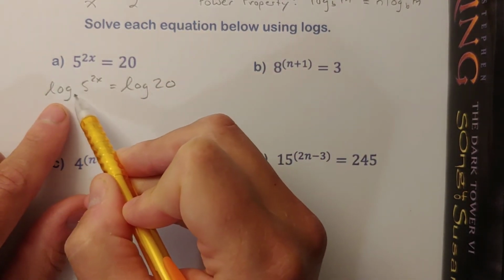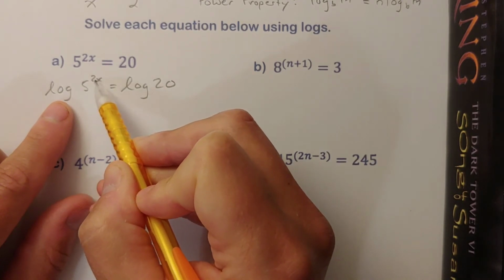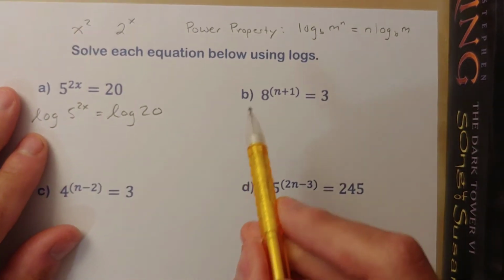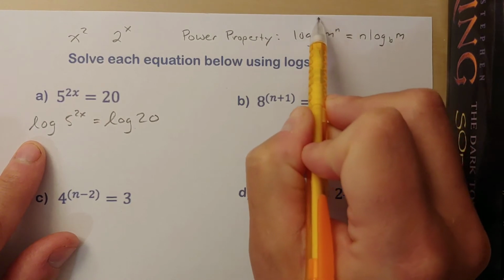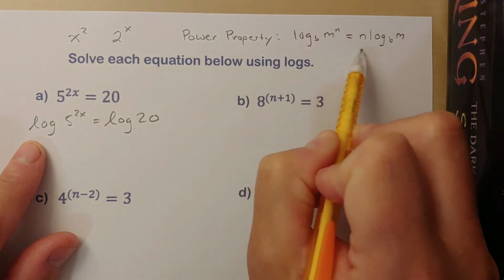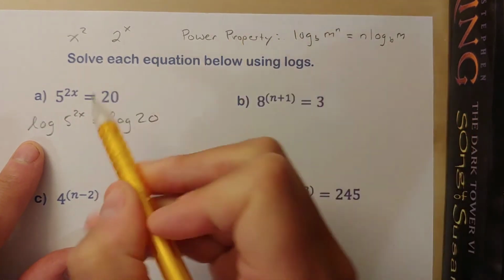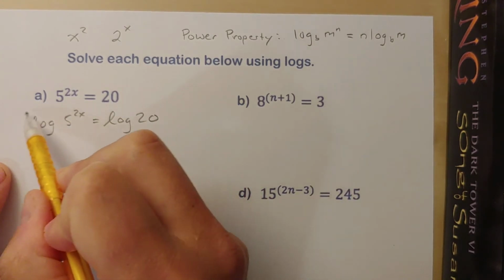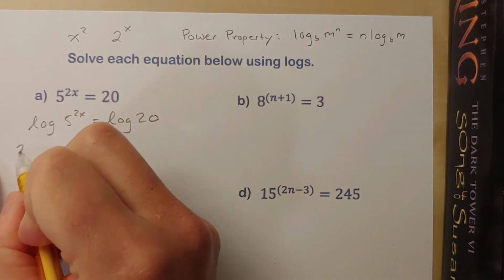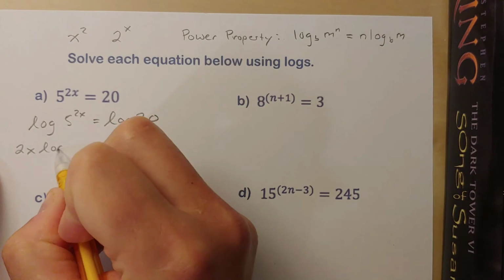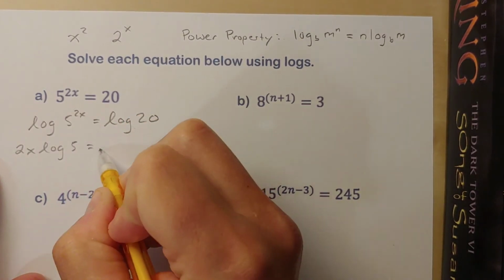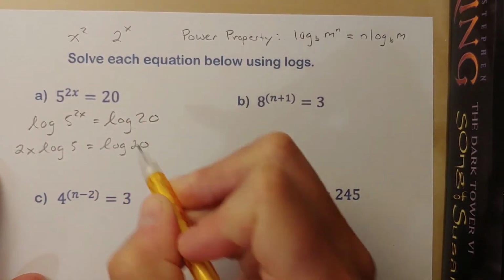I have log of 5 to the 2x. The power property says I can pull this exponent down to the front and rewrite the log like this. So that's what I'm going to do here. I'm going to pull 2x down to the front. And now this becomes 2x times log of 5 equals log of 20.